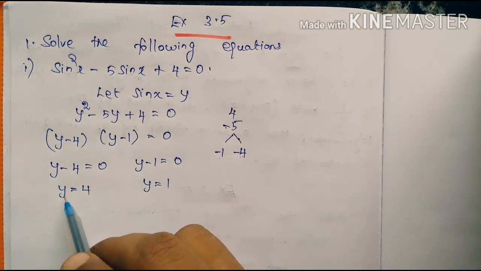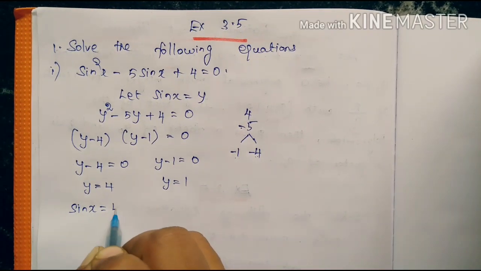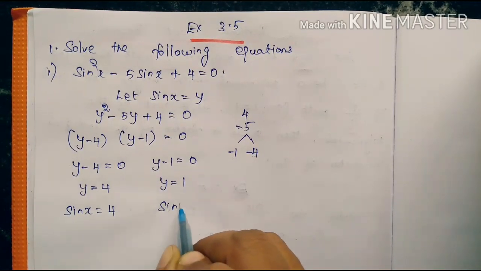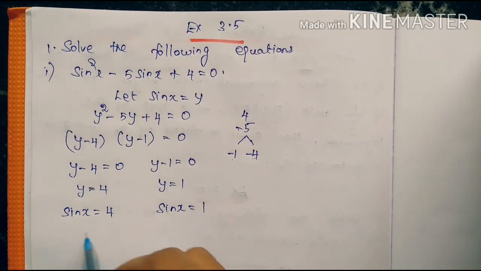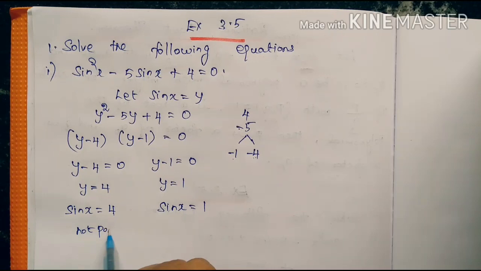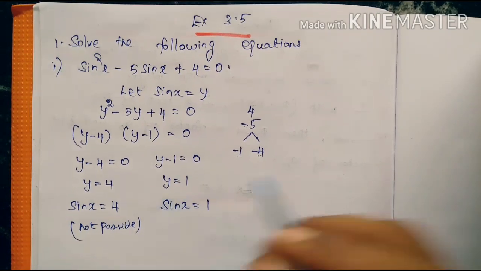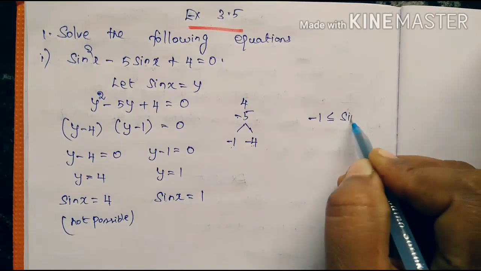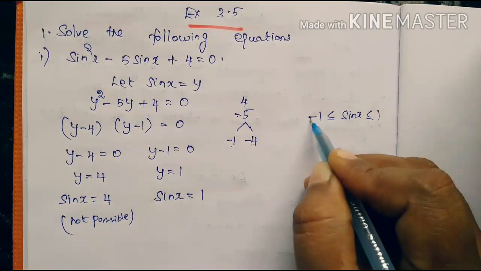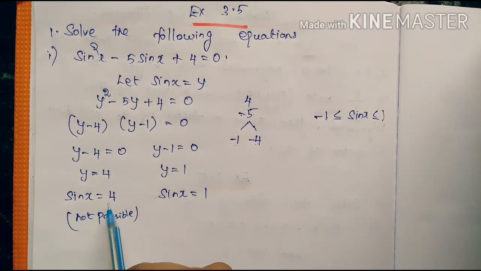Again replace this y by sin x. That is sin x is equal to 4 and sin x is equal to 1. Here sin x is equal to 4 is not possible, because the range of sin x always lies between minus 1 and plus 1. So the sin x value is between minus 1 and plus 1 only. So this one is not possible.